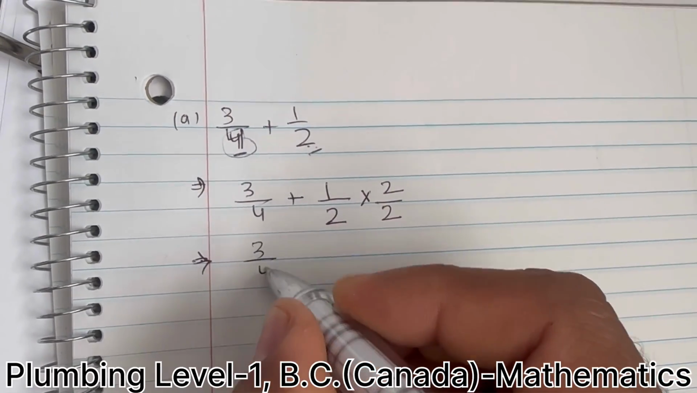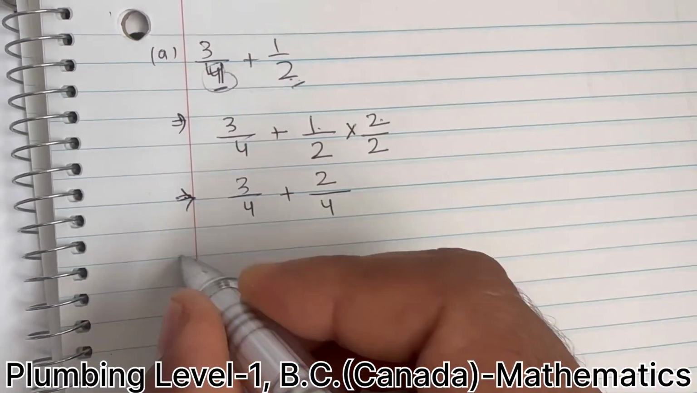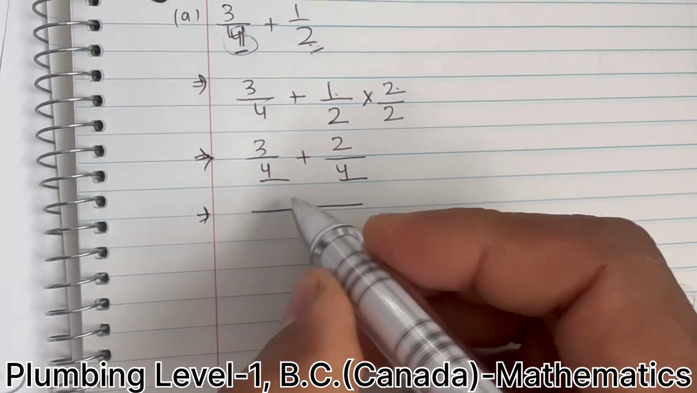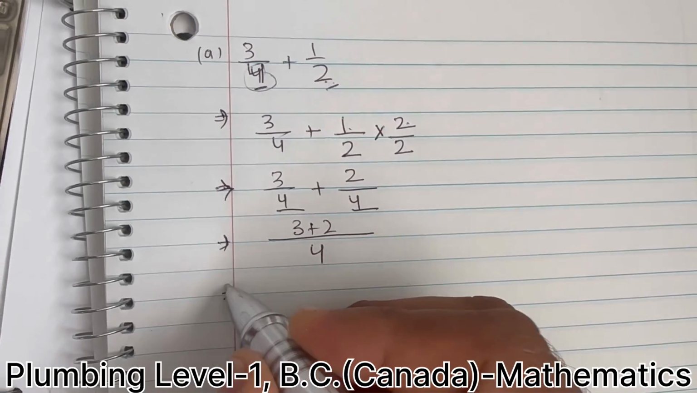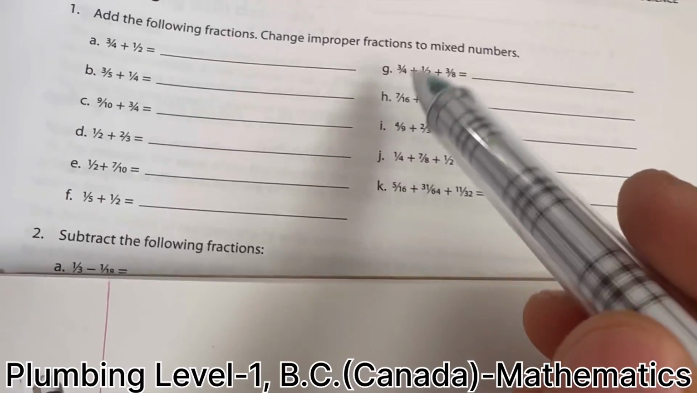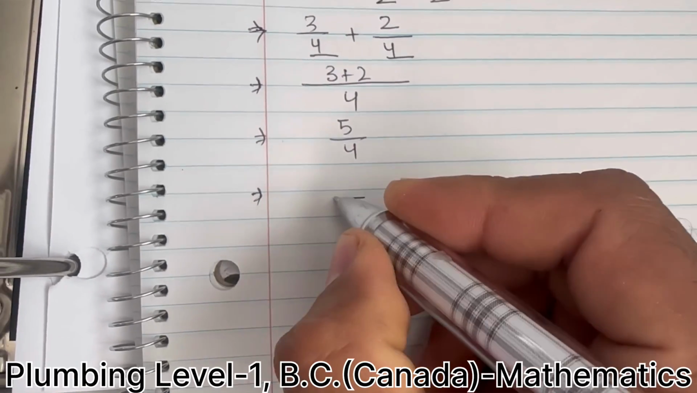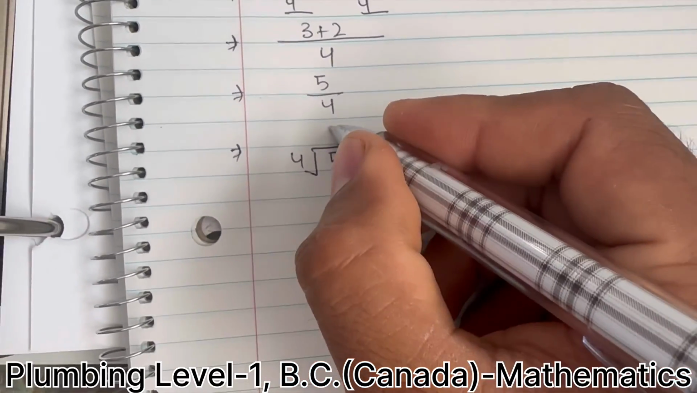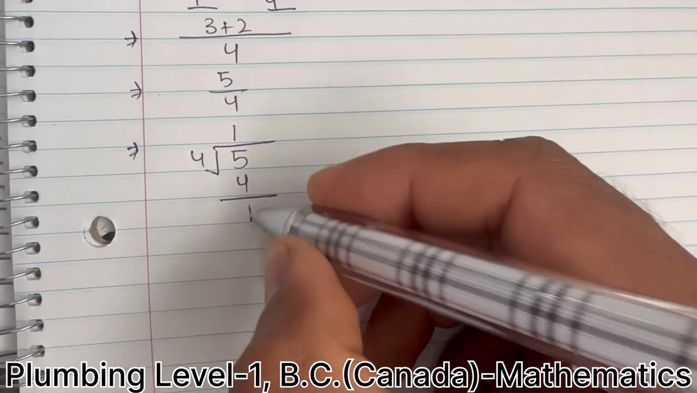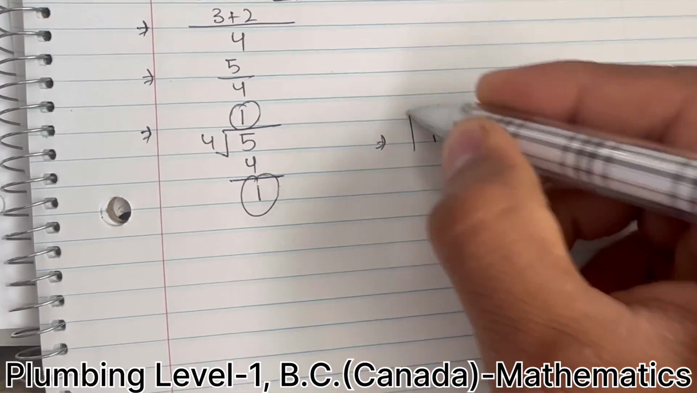So this will be 3 by 4, and 1 times 2 is 2, 2 times 2 is 4. Now we can take 4 common here, which will be 3 plus 2, and then it will be 5 by 4. Now it says in the question to change improper fractions to mixed numbers, so we can divide 5 by 4, which will be only 1, and then 1 left. Then we will get 1 as a whole number here and 1 above 4. So this will be our answer here.